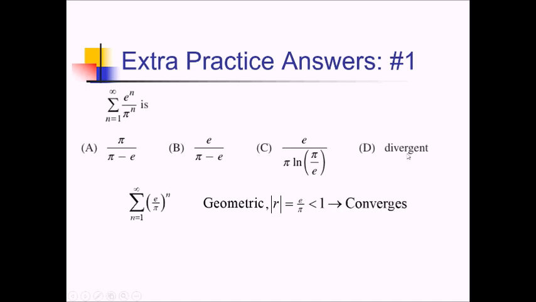So then choice D, not an option. It's going to converge to something. It's just a matter of what is the sum. So to find the sum, we'll just use the infinite sum formula, S equals a1 over 1 minus r.